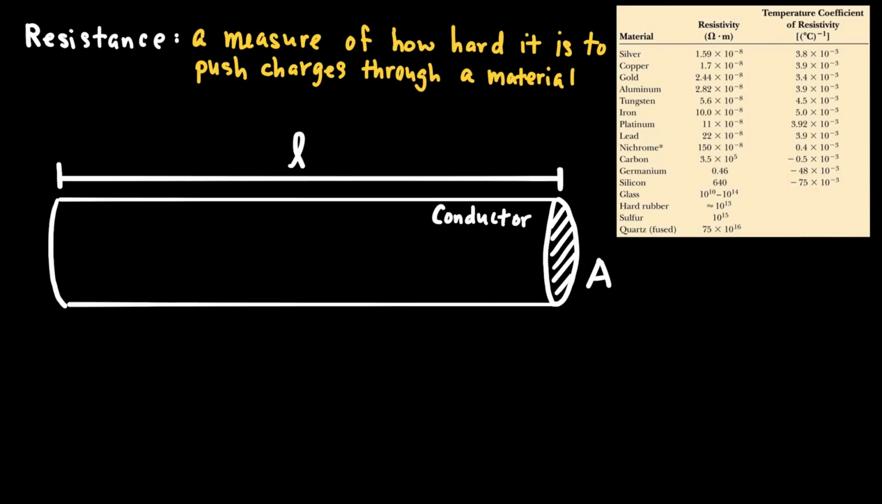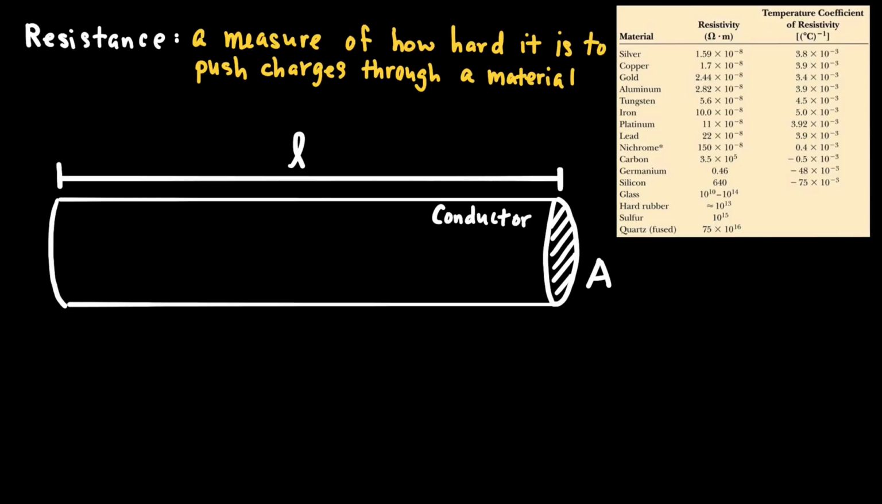Resistance is a measure of how hard it is to push charges through a material. If I connect a battery to something and charge is going to move, how hard is it for that charge to move? That would be a measurement of resistance. In order to understand resistance, we need to understand resistivity. It makes sense that if I have 10 different kinds of wires made out of 10 different materials, each of those materials would have a different resistance.